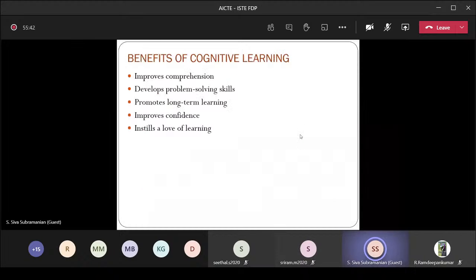Okay, so the ultimate benefit of cognitive learning is that it improves the comprehension skill of the students, develops problem-solving skills, and promotes long-term learning. How can I say that it's long-term or lifelong learning? It gets into the mind, and he has practically visualized and experienced doing it in the lab, right? So it remains in his mind forever. And once he has seen the result in front of his eyes, it literally improves his confidence, right? And ultimately, a love of learning gets instilled. So these are the few things I wanted to say about cognitive learning.